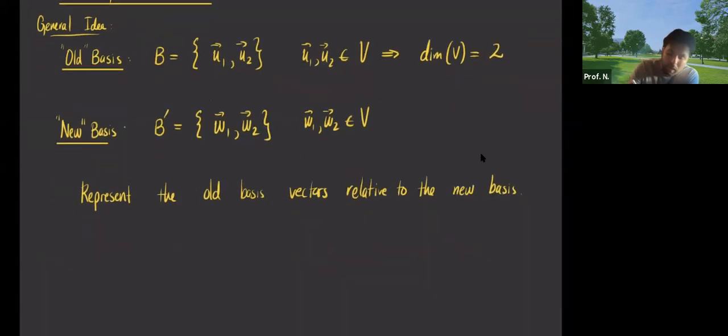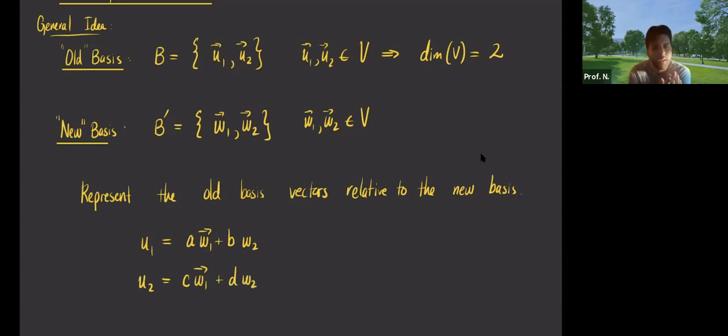Okay. So what that means is I'm going to take U1 and write it as a linear combination of the new basis. Again, this is an arbitrary thing. So I'm going to call this A W1 plus B W2. And then U2, I'm going to write as C W1 plus D W2, for some scalars A, B, C, and D. Does everybody follow me?